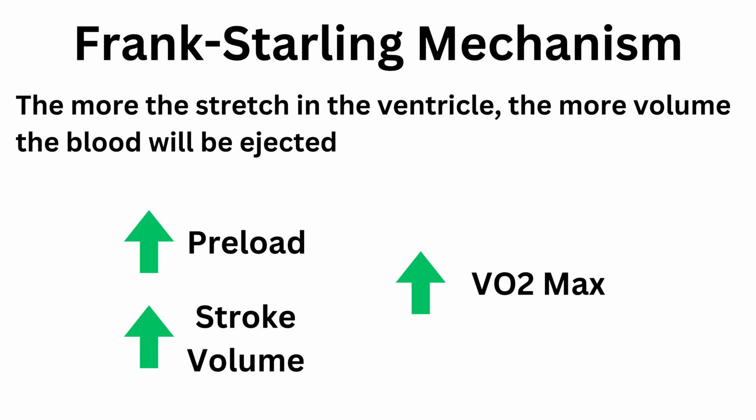This is called the Frank-Starling mechanism, which in simple words can be explained as: the more the stretch in the ventricle, the more volume of blood will be ejected. If the preload is high, then stroke volume is high and hence higher the VO2 max.